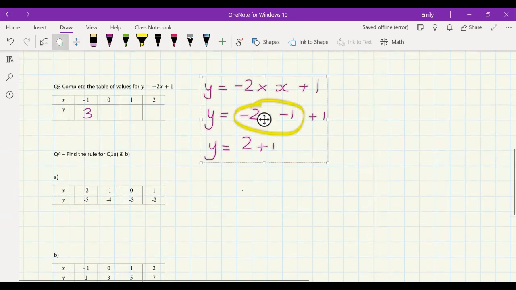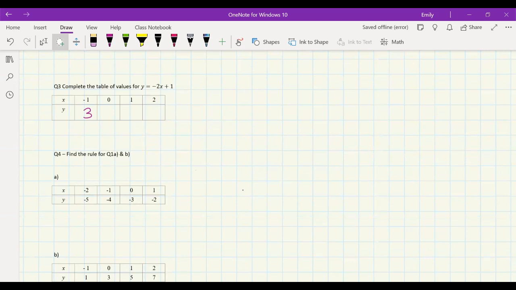Get rid of that working. Let's do the next one. Now we want x to be 0. Now this one's a good one because it doesn't matter, when you've got -2 times 0, it will just be 0. So that one, let's go back to the purple pen.